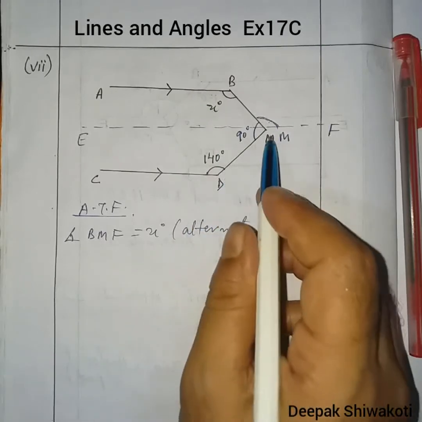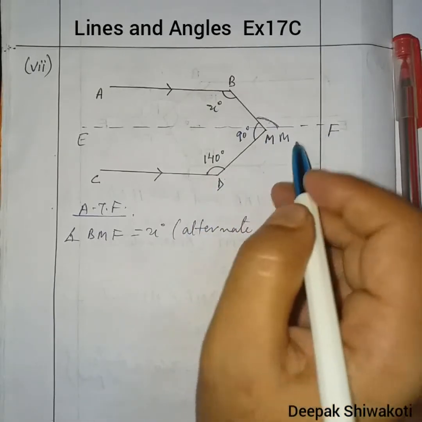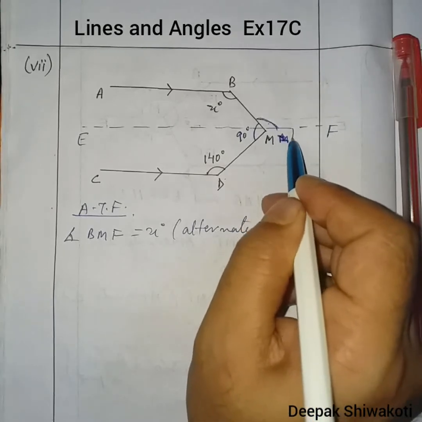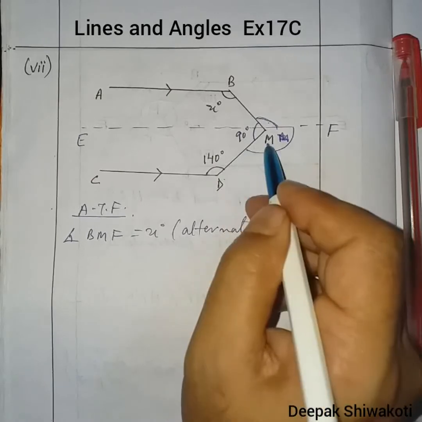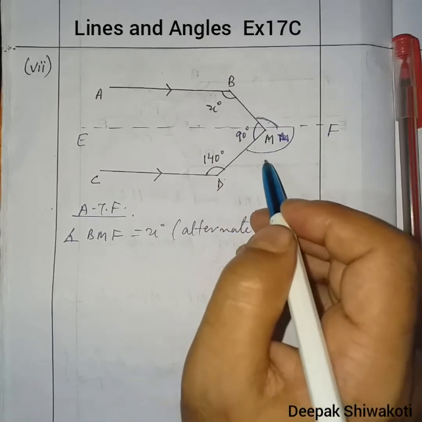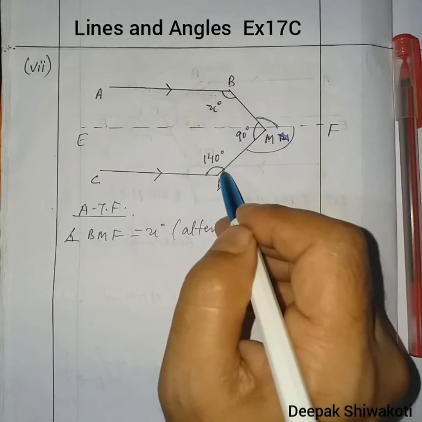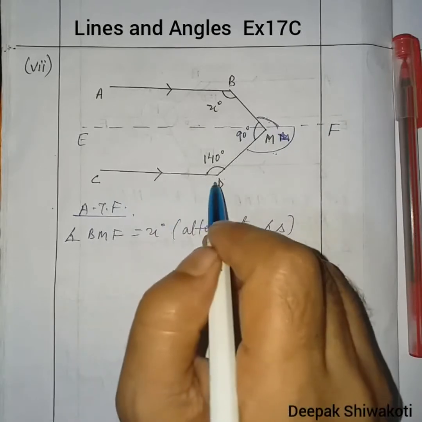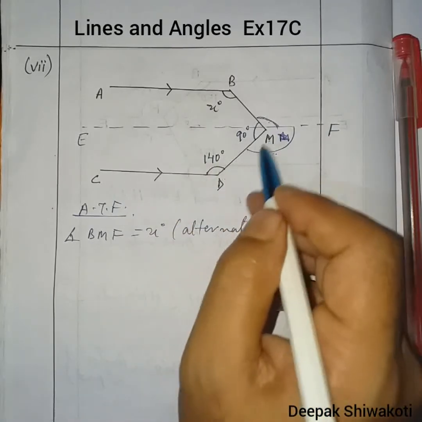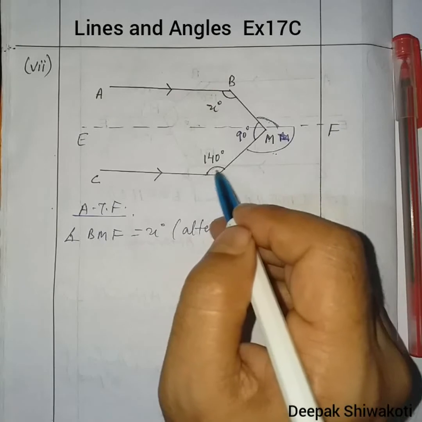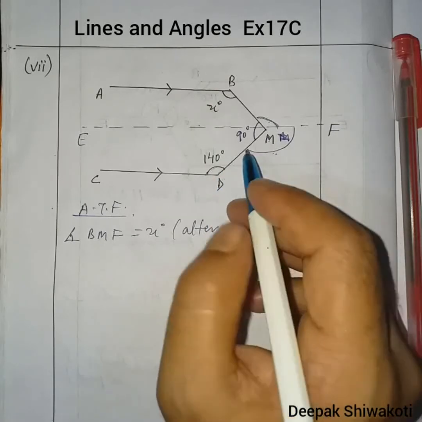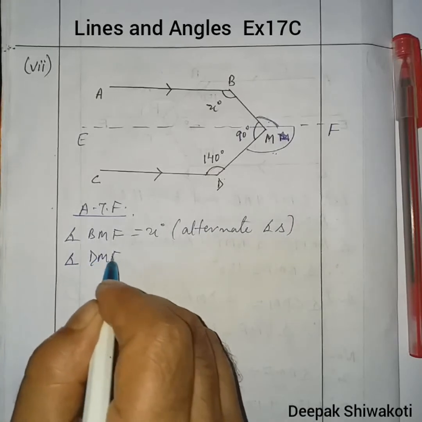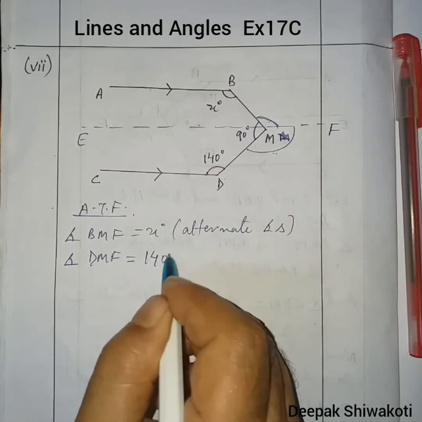Now angle DMF, that means this angle, DMF, and this angle, these two are alternate to each other. When EF and CD are parallel and MD is the transversal, then this angle and this angle, these two angles are alternate to each other, so alternate angles are equal. Angle DMF is equal to 140 degree.